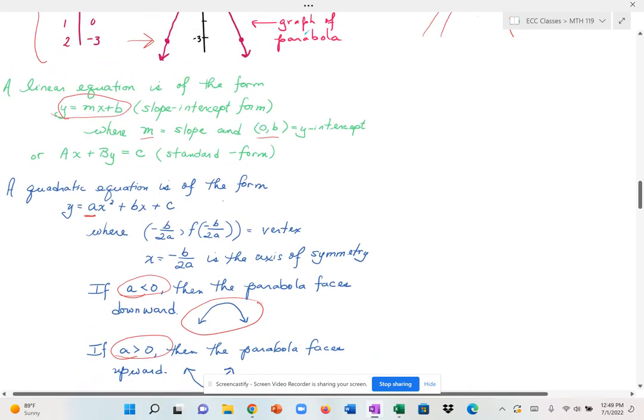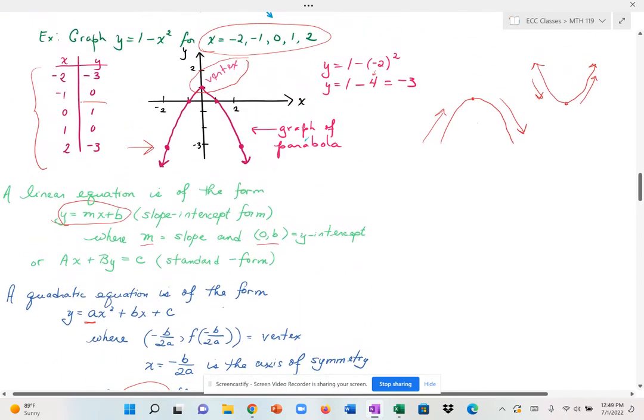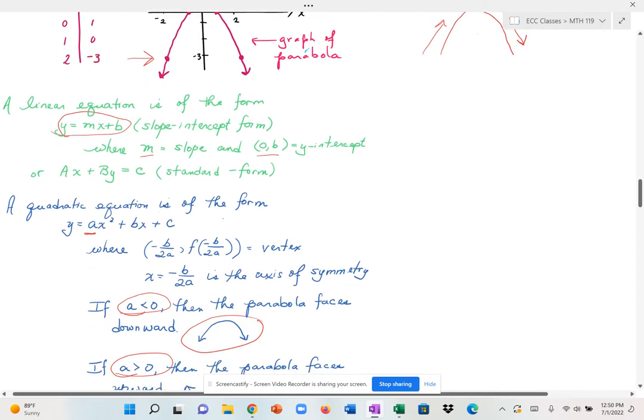So if I go back to this one right here, that was both a vertex and a y-intercept in this particular example. So when the x is 0, that's how you find your y-intercept.